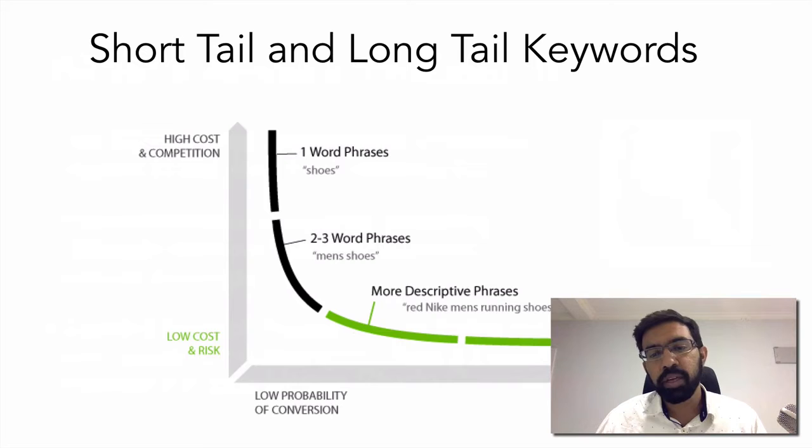So the more specific it gets, the number of keywords that are available in long-tail will be much more. For example, for the word shoes, there are not many variants. There are maybe a few variants such as boots or men's footwear. But when you look at more descriptive phrases like long tail keywords, let's say red Nike men's running shoes, there could be something like black Nike men's running shoes. There could be something like black Reebok men's running shoes.